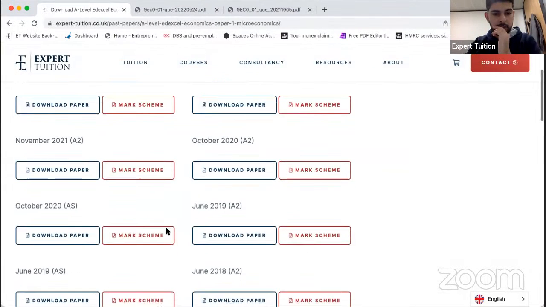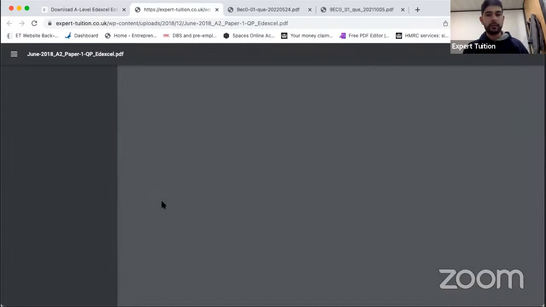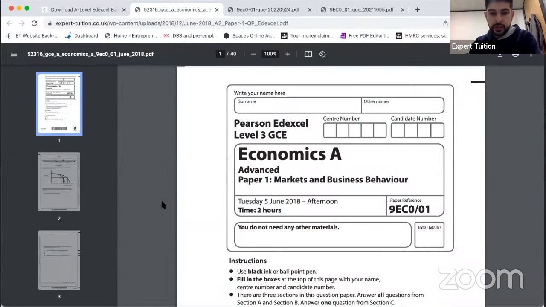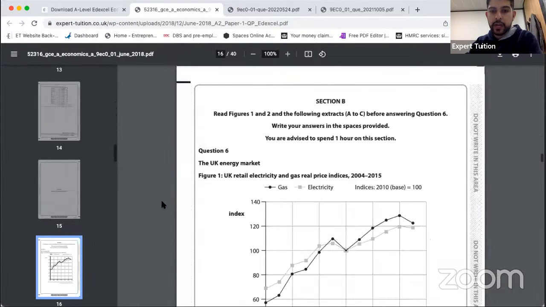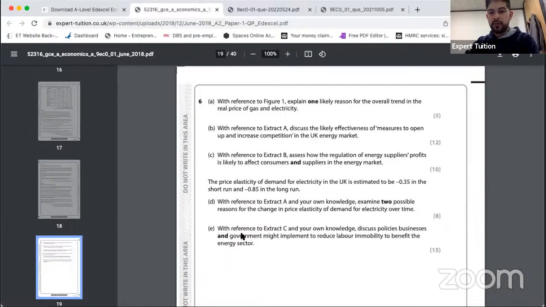Okay, June 2018, paper 1, a 15 marker on the mobility of labor. I want to go through the answer. To get the data, you can obviously in your own time read the data and apply it. It's about the UK energy market. It says, with reference to extract C and your own knowledge, discuss policies businesses and governments might implement to reduce labor immobility to benefit the energy sector. The word 'and' is in bold, by the way, on purpose. This is pretty much a set answer. There are loads of different answers you could give, but I think this is the answer to go to on a mobility of labor question. First thing about exam technique here: you will get capped if you only talk about businesses or only talk about the government in terms of the answer, but I would not combine them together.